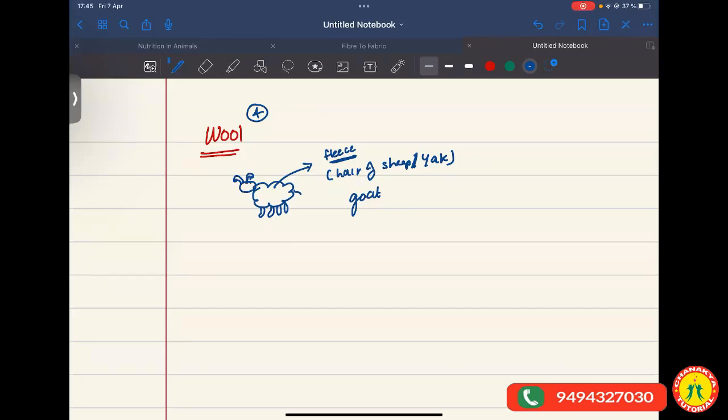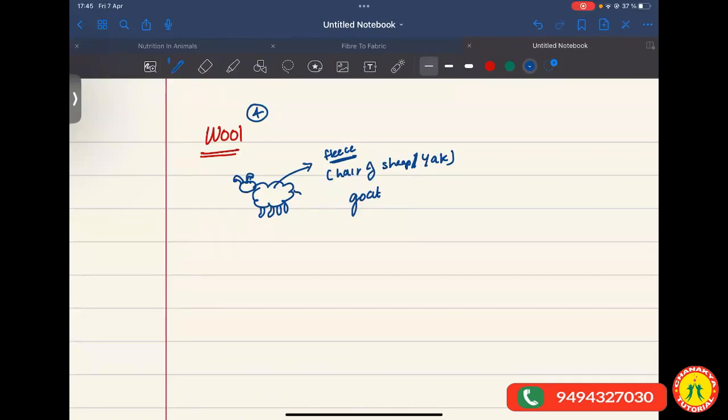Why is it only these animals that have a lot of hair on their body? Anybody knows? Ma'am, because they grow in cold areas, ma'am. Okay, that's another reason. Very good. Because they grow in cold areas. It is one of the reasons. Okay, why? Because if they grow in cold areas, they should have a lot of hair.